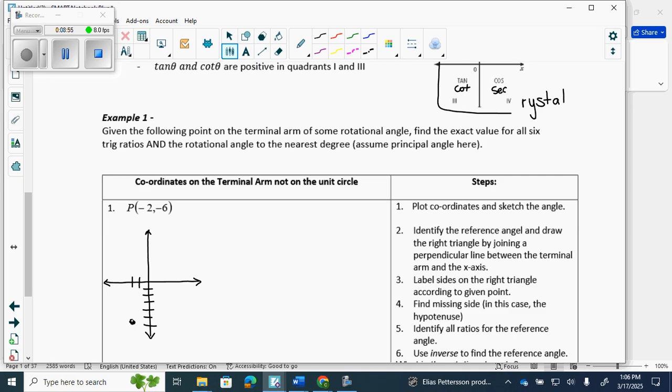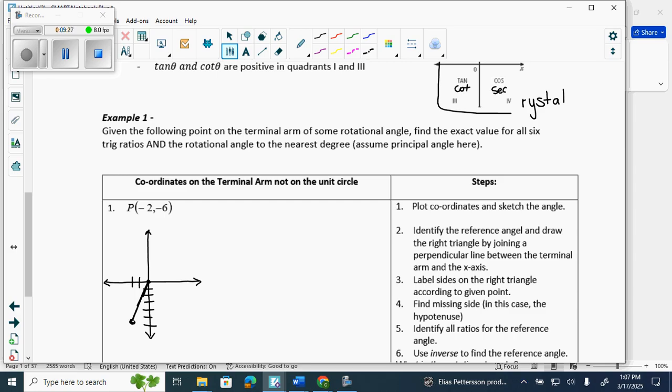Okay, given the following point on the terminal arm. So it's on the terminal arm. So I'm going to draw a terminal arm. Terminal arms always come out of 0, 0. -2, -6. Find the exact value for all 6 trig ratios and the rotational angle to the nearest degree. So we'll talk about that in a second. We're going to find all 6 trig ratios of all the questions first, and then we'll come back and do the rotational, so we don't overwhelm you.